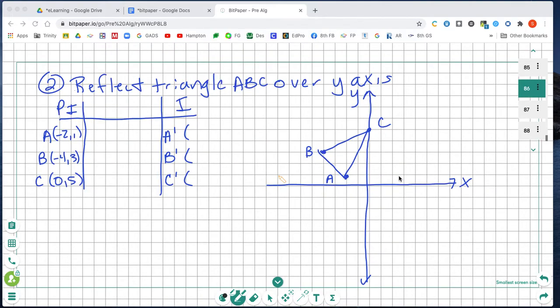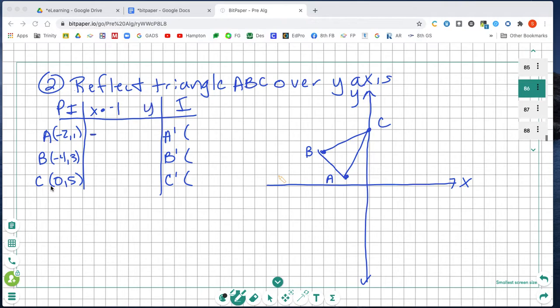All right. The next thing that we're going to do is take this same triangle ABC and reflect it over the y-axis. So again, I'm going to set up my T chart, putting in my ordered pairs A, B, and C. And I'm going to look on my formula chart, and I'm going to see that to reflect it over the y-axis, I'm going to take x, multiply it times -1, and y is going to stay the same.